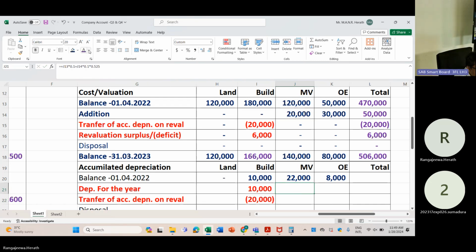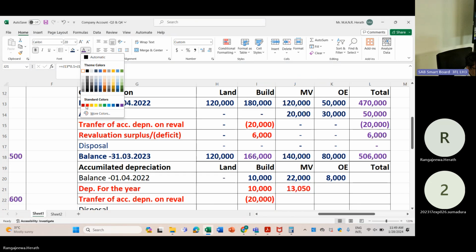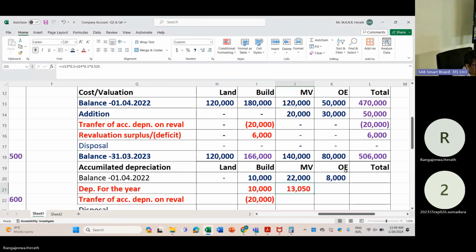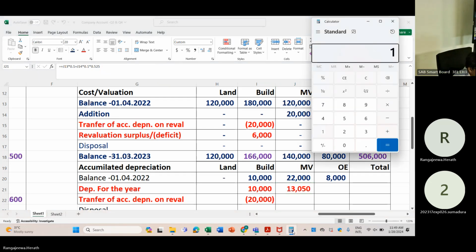අපි depreciation හැදෙනවා. Motor vehicle depreciation should be 13,050. 120,000 into 10%. Sorry, 20%. 10%. 120,000. 10%. This year.